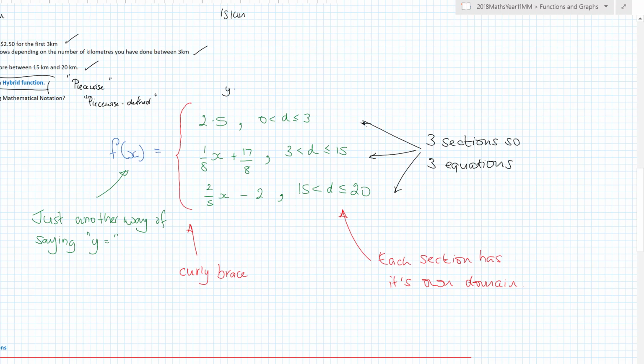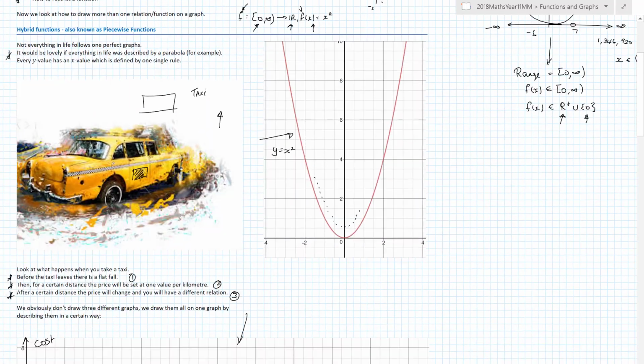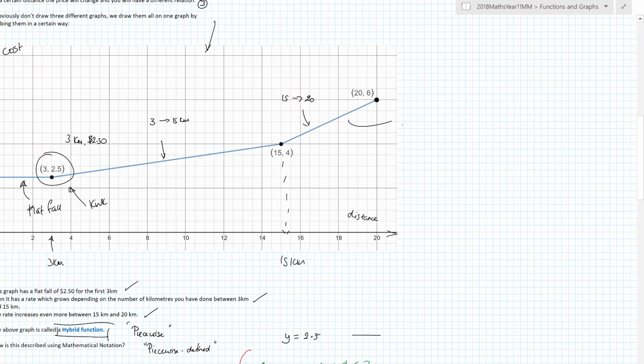This one here is the same as writing y is equal to 2.5, which is that horizontal line section, right? So whenever you have a y equals 2.5, it's horizontal. Here, this is the same as saying y equals 1/8 x plus 17 on 8, horrible numbers. And this line is saying, well, the third section can be described by 2/5 x minus 2. So again, let's go back. This section here is 2/5 x plus 2. That's the equation of that section of the line between 15 and 20.